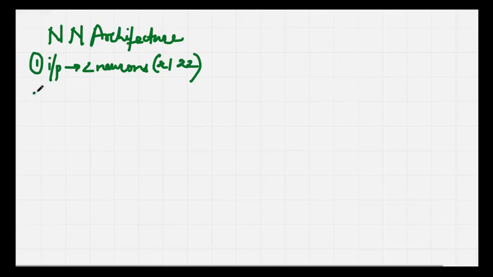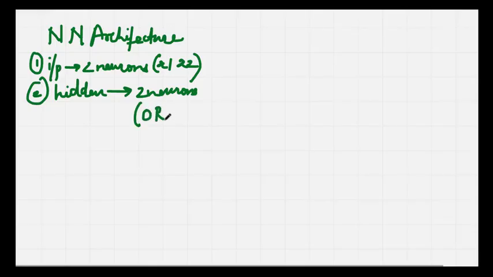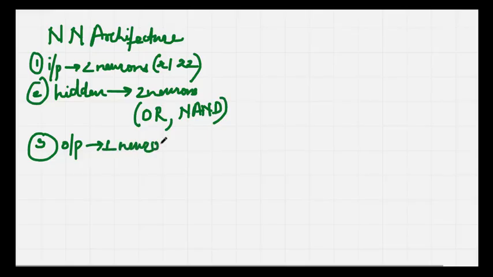Now let's see the neural network architecture for our XOR gate. The first requirement is our input layer. This input layer has two neurons. What are those? X1 and X2. Then we have a hidden layer. This hidden layer again has two neurons. What are those? One will perform OR, one will perform NAND. Third, what is that? Nothing but the output layer. This output layer will have just one neuron, that is Y.